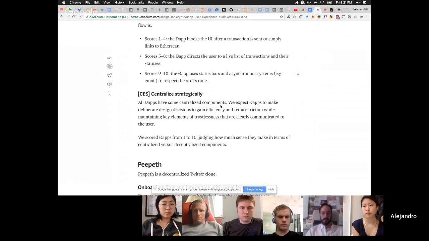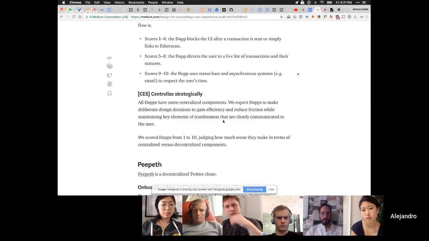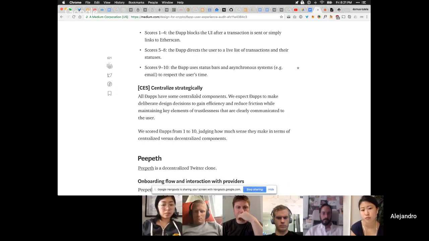And all dApps need to have central points of failure or central points of control, because it's not feasible to render, for example, CryptoKitties on a decentralized computer. That's not happening anytime soon. So we need to be strategic about how we centralize, and we need to do it in a way that doesn't compromise security. So yeah, long story short, you can read the whole article.